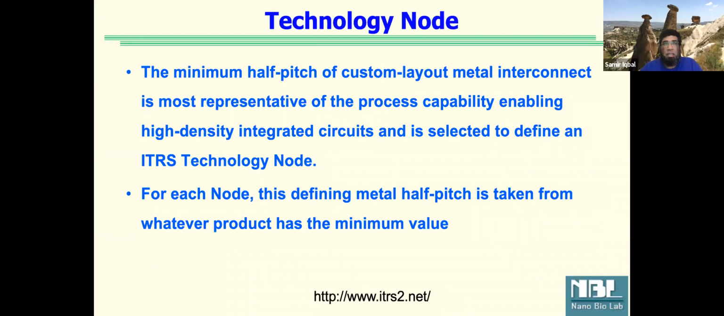It's a standard definition: minimum half pitch of custom layout metal interconnect. Interconnect is basically used to connect one device to the other. So you have to put a metal layer, just like you do on a breadboard. But here you have to put a very thin metallic line to connect two components together. So pitch is how often you can lay things next to each other.